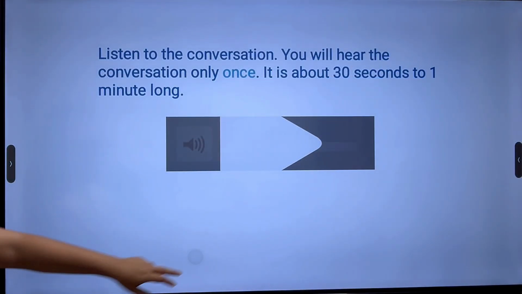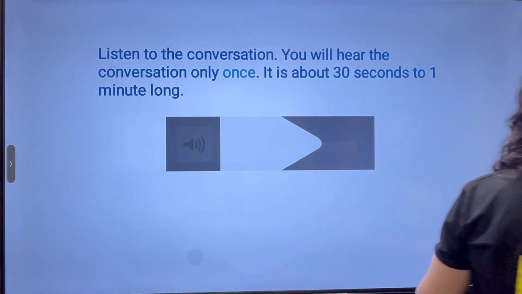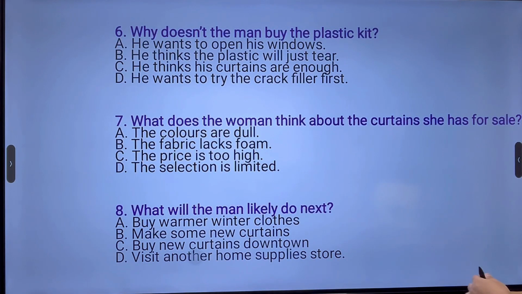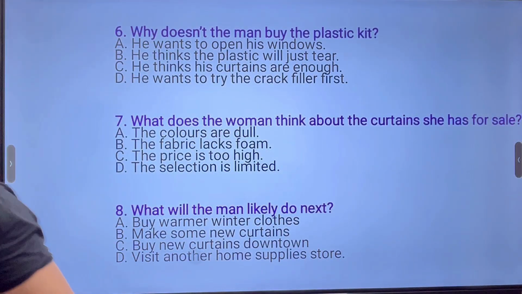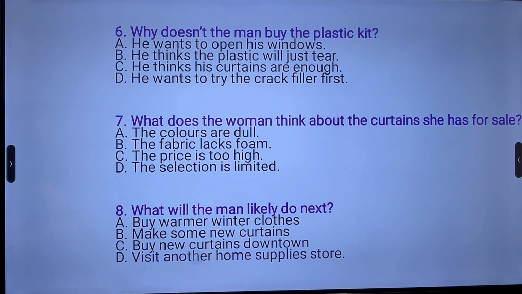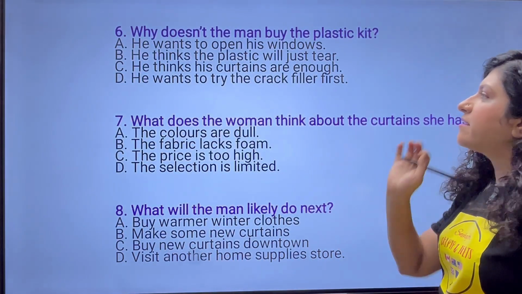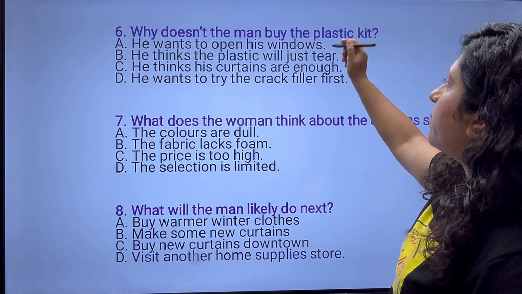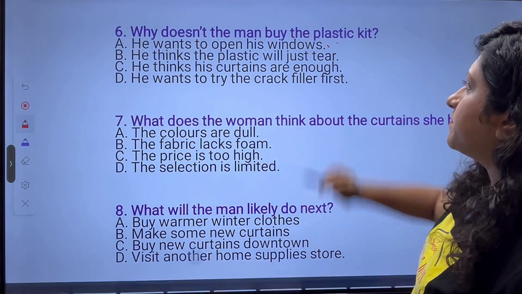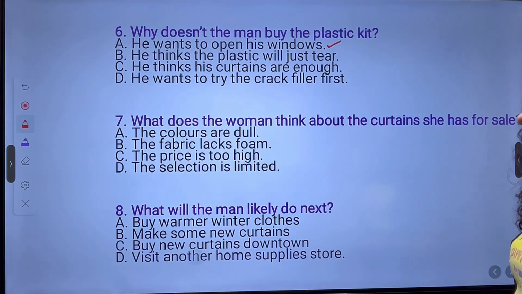Now, in the conversation they were reaching a final decision about what the man is going to do next. So that was the end of the conversation. Now, the question here is why doesn't the man buy the plastic kit? He very clearly said in the beginning that if he does that, he will not be able to open the windows. So, A would be the correct answer. You can go back to the audio. If it's still not clear to you, listen to it. It's there in the very beginning of the audio.